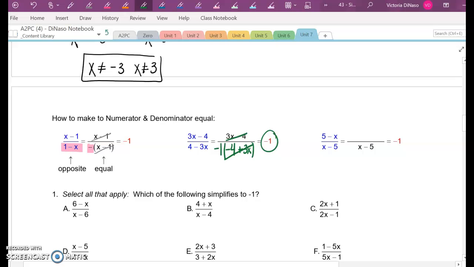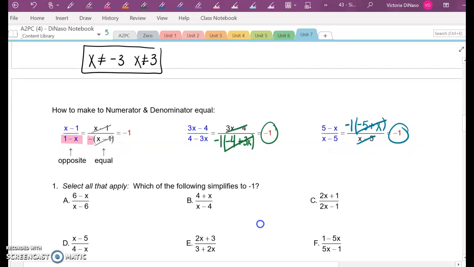Same thing in this next one. 5 is positive, it's negative in the denominator. X is negative, it's positive in the denominator. If you were to pull out a negative 1, 5 now becomes negative. Negative x becomes positive. They went from being opposites, now they're the same. Cancel and you're left with negative 1.